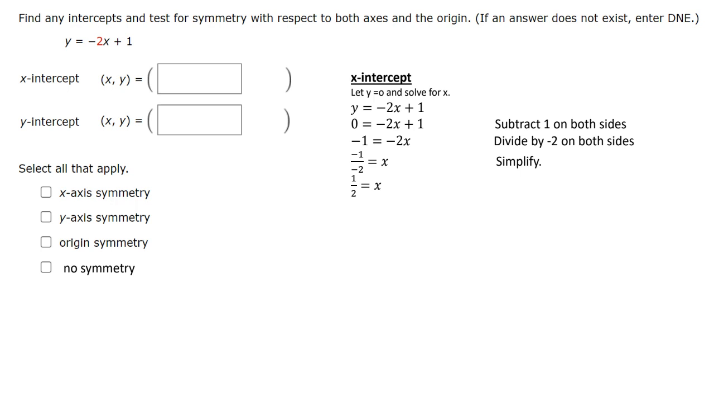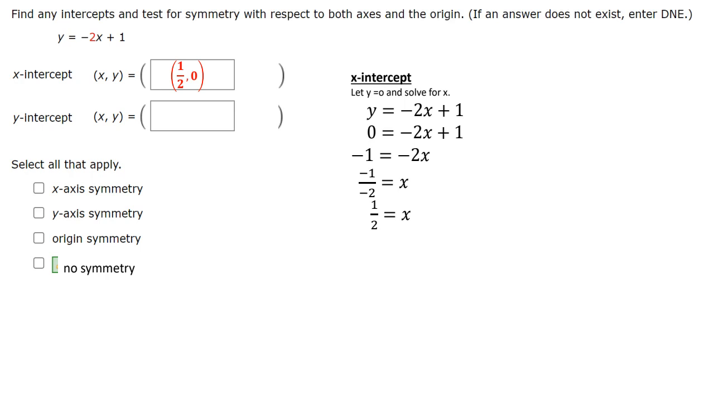So replace the y with the 0 and do a little bit of algebra, and we find out that x is equal to 1/2. Okay? So once we have our x, we can put it as an ordered pair. This is like a computer question, a homework question. So the ordered pair that we're going to put for our x-intercept: here the x was 1/2, and we set our y equal to 0.